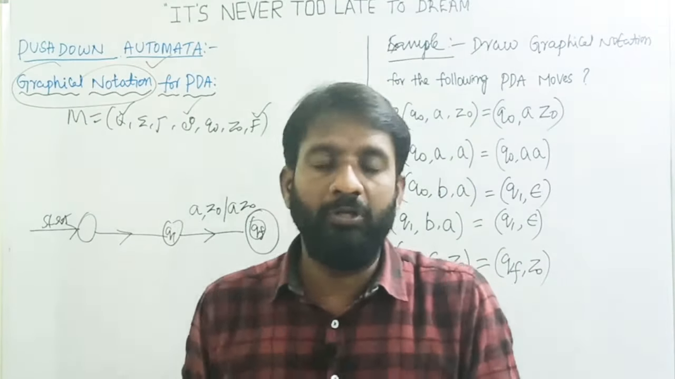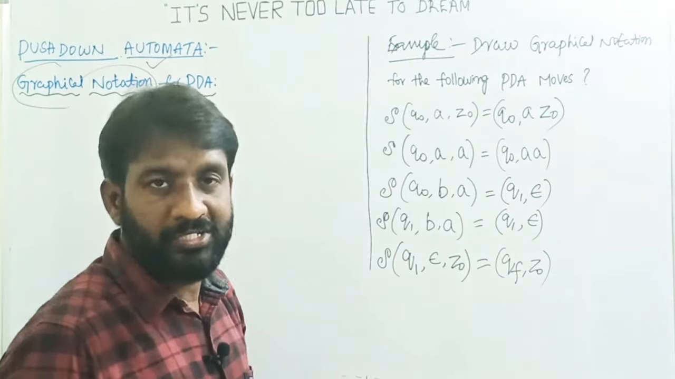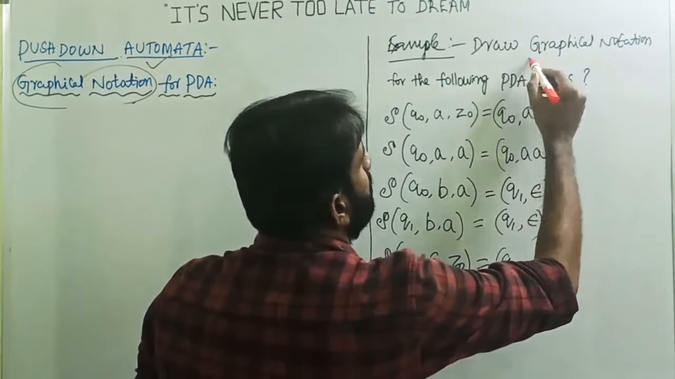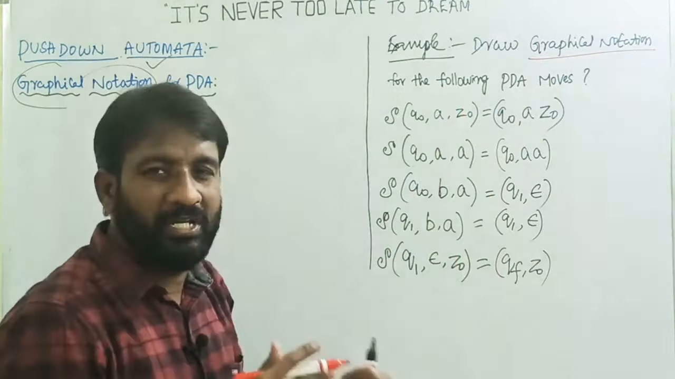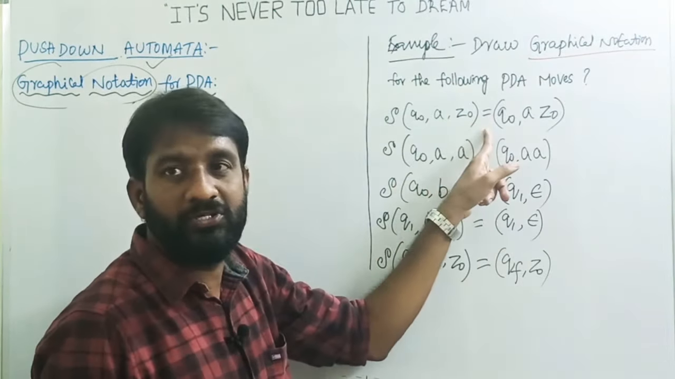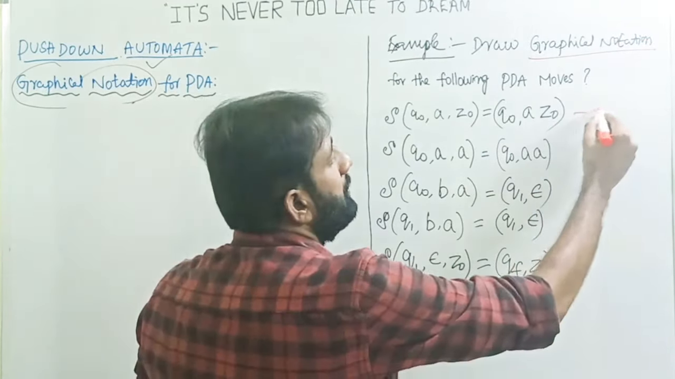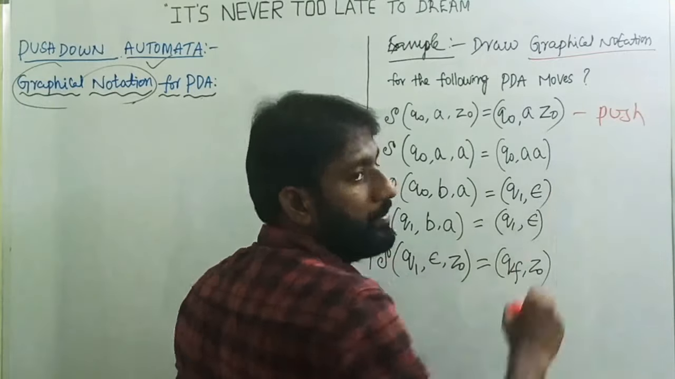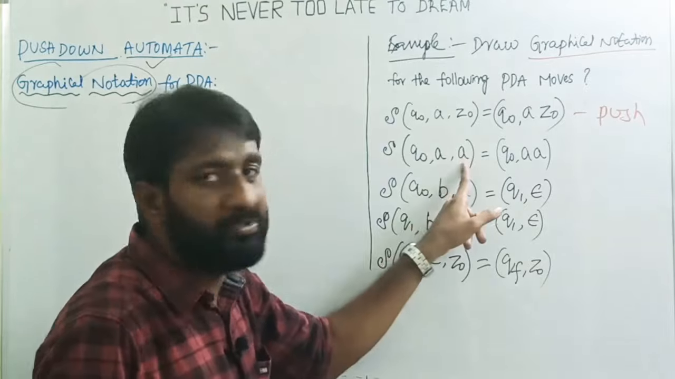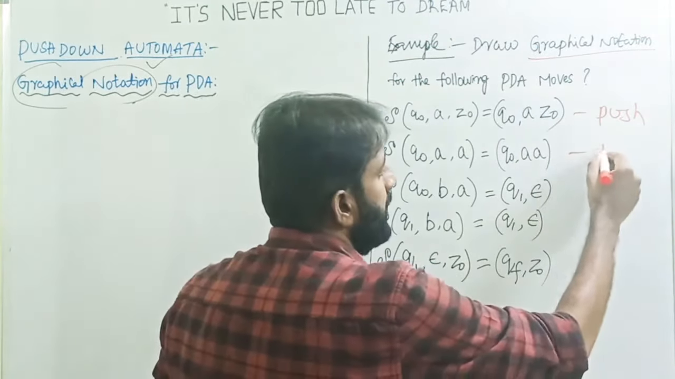Let's take one example of transitions, then draw the graphical notation so that we can understand. Draw the graphical notation for the following pushdown automata transitions. Transition δ(Q0, A, Z0) = (Q0, A Z0), which is clearly a push operation. Then δ(Q0, A, A) = (Q0, A A): input symbol is A, top of the stack is A. It is also a push operation on the stack.